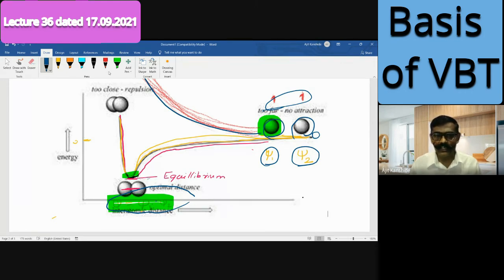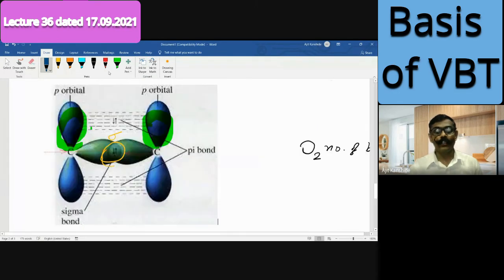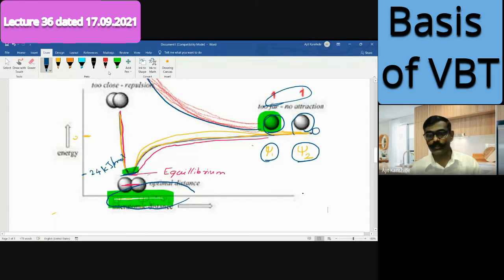Whatever this energy is here, it is lower than 0. It is minus 24 kilojoule per mole. That much stability is gained by the hydrogen molecule, or during formation of the hydrogen molecule, 24 kilojoule per mole of energy is evolved. That's the meaning of this diagram. That's the meaning of this equilibrium position. That's the importance of this valence bond theory approach. You will be surprised if you know it in the true sense.